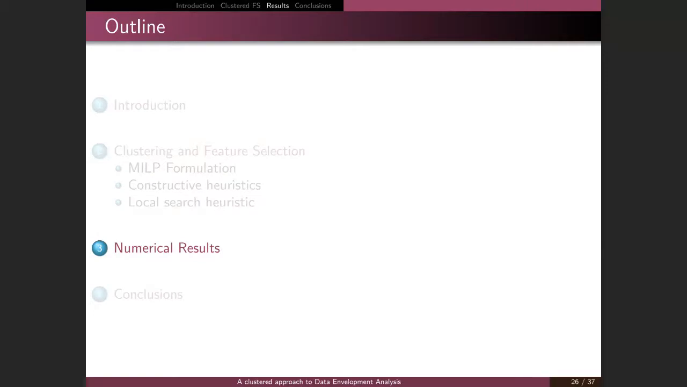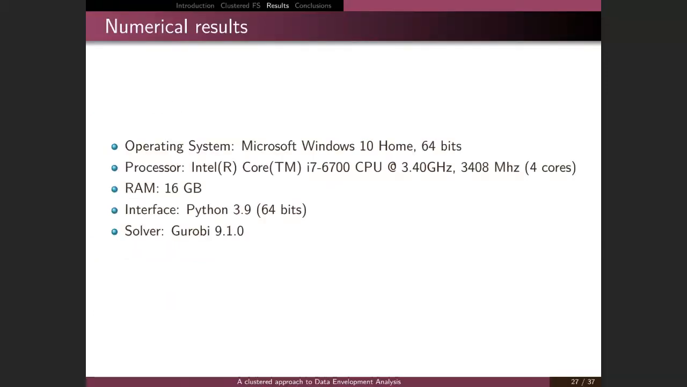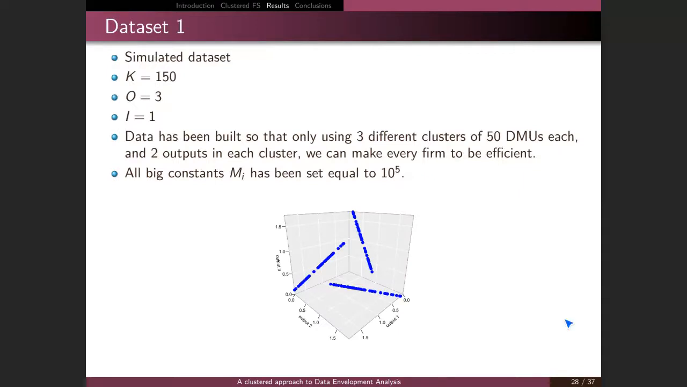And now going to the numerical results. These are the requirements of the system on which I have run the different experiments. First, I use a simulated data set in which I use K equal to 150 firms. I have used 3 outputs, so it is easy to represent them in a 3D picture. I have used only one input, and I also have to say that this input is the same for every firm. So we just have to focus on the values of the outputs.